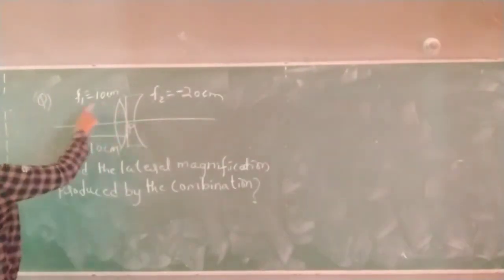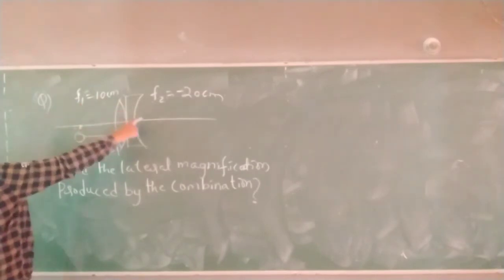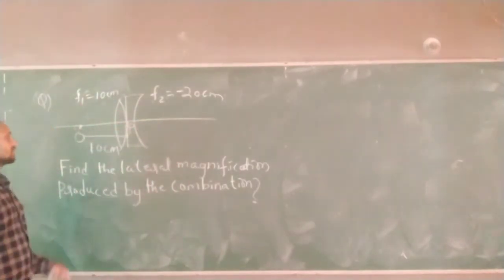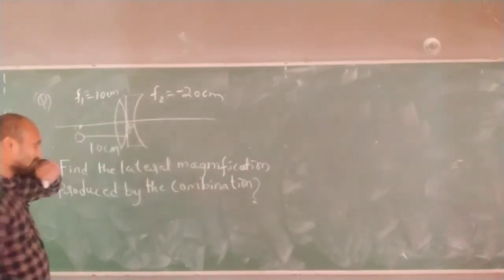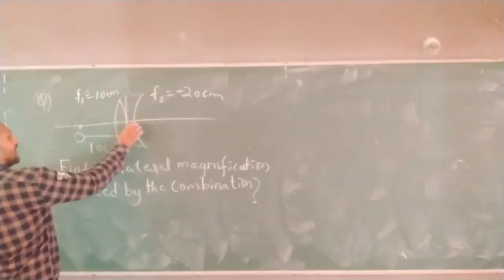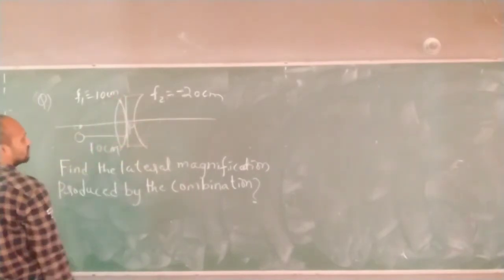Two lenses are combined. One lens has f1 equal to 10 cm, and the other has f2 equal to minus 20 cm. Find the lateral magnification produced by the combination. What do you need to find? The lateral magnification of the combination. So I will find the final image formed by these two lenses.